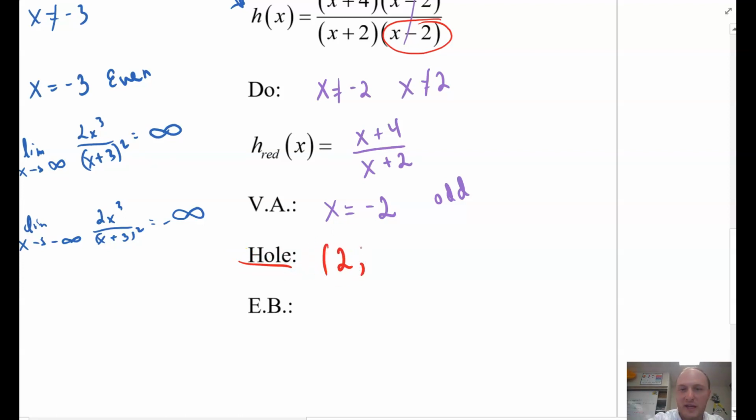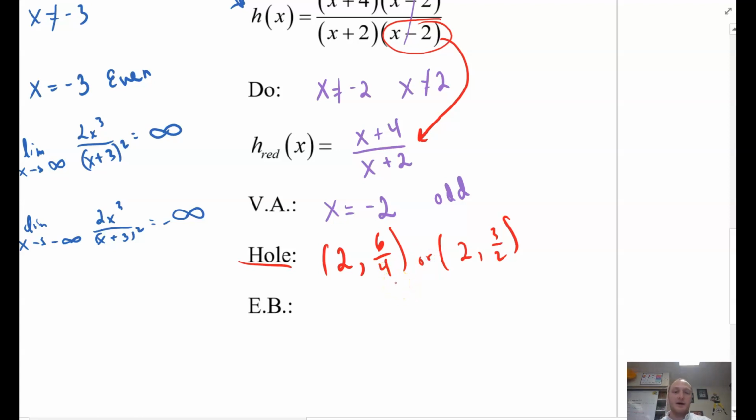And then if we plug in 2 into our function here, we get 6 over 4, which can reduce, if you feel lucky enough to reduce, or good enough to get it right. So there you go. Anything numerical, again, is fine.